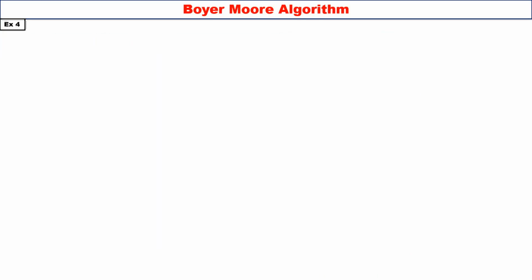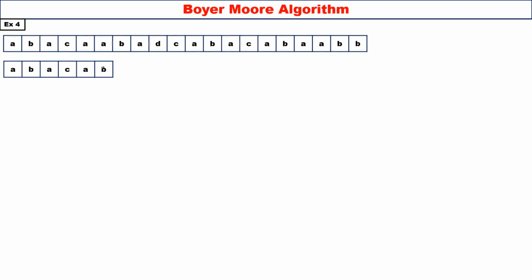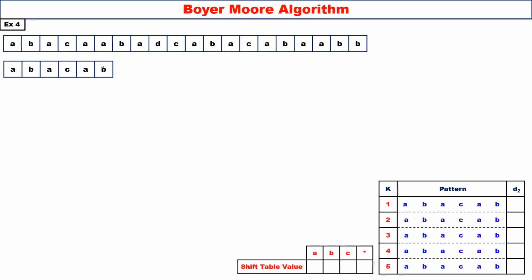Let us consider example number 4. So this is our main string, this is our substring, the pattern string. First, we have to construct the shift table and also the D2 table. Yes, for A it is 5, for B it is 4. Again for A it is updated to 3. C it is 2. Again for A it is updated to 1. For all other characters it is 6. So our shift table is ready.